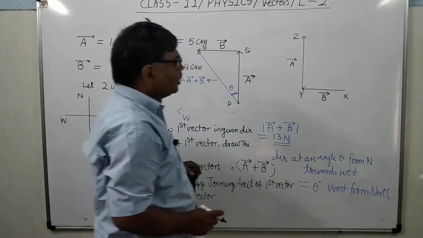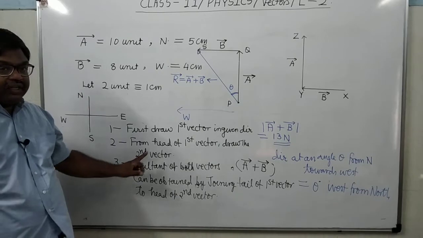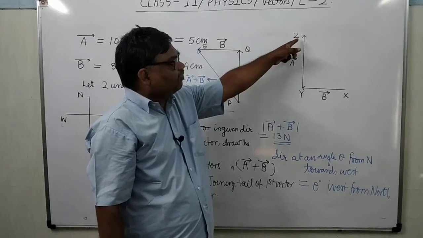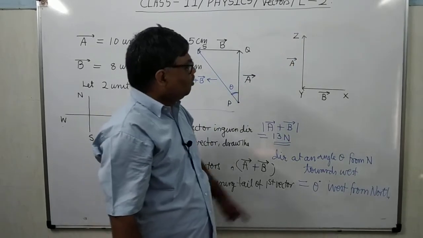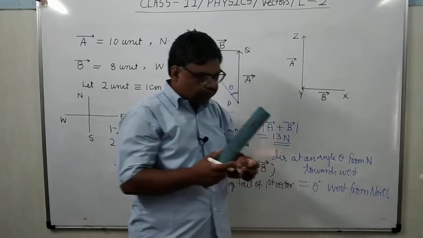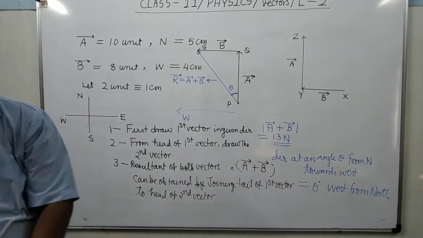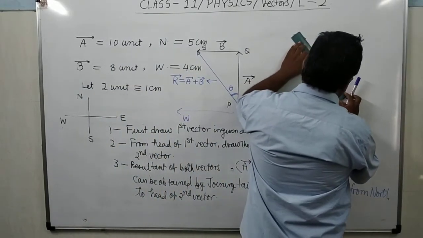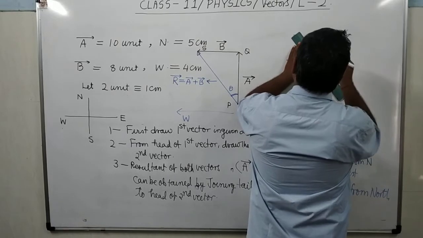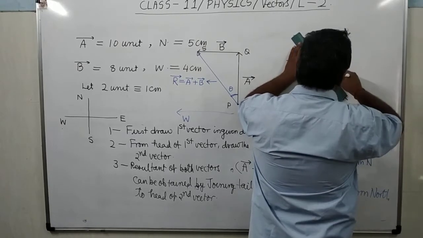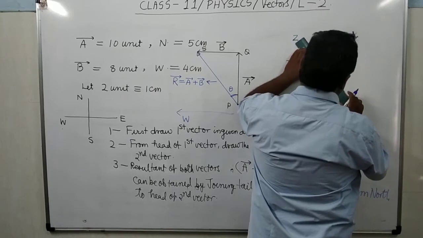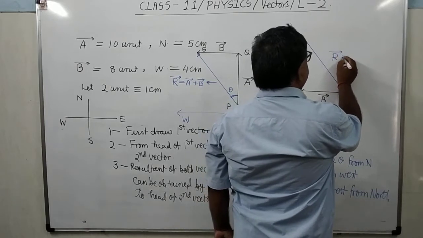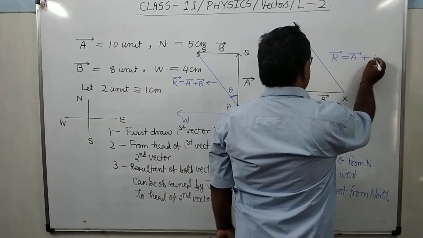So how will you find the resultant? By joining the tail of the first vector, which is vector B, its tail is X, to the head of the last vector, vector A, whose head is Z. So what will be the resultant? By joining point X to point Z. This will be the resultant. It is vector A plus vector B.